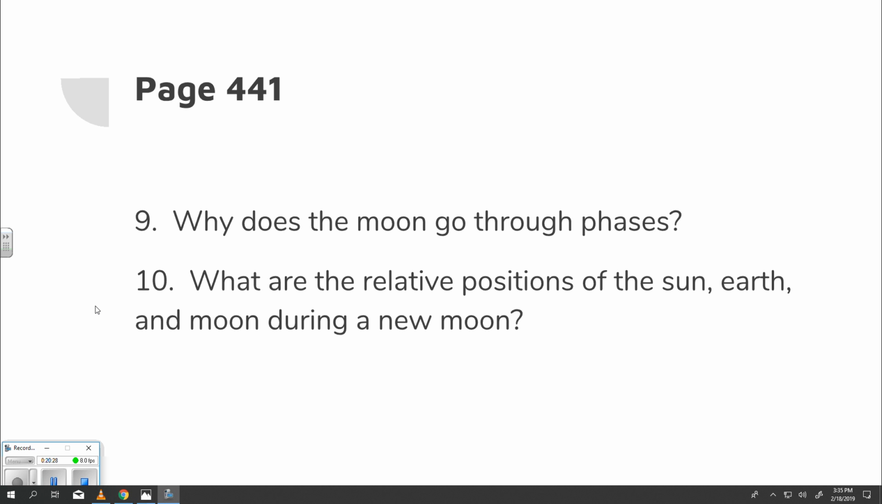Highlight under the diagram: the positions of the moon, sun, and Earth determine which phase of the moon it is in. The photographs show how the moon looks from Earth at each phase. What are the relative positions of the sun, Earth, and moon during a new moon? List in this order: sun first, moon, Earth. Sun, moon, Earth, in that order.